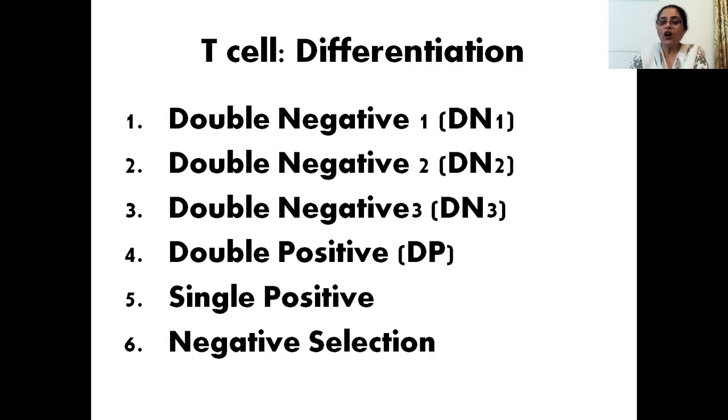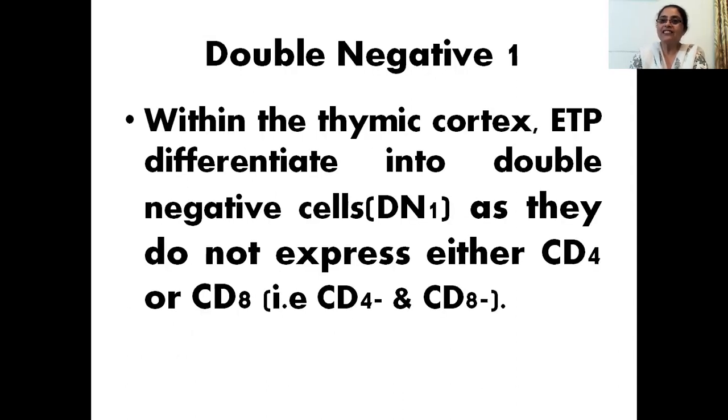Differentiation of T cells takes place in 6 steps. Let's study each step. First is double negative 1. In double negative 1, we see what happens to this ETP and how these thymocytes start differentiating. This happens in the cortex, and these double negative cells do not express CD4 or CD8. They are double negative because they are not expressing cluster of differentiation 4 or 8.